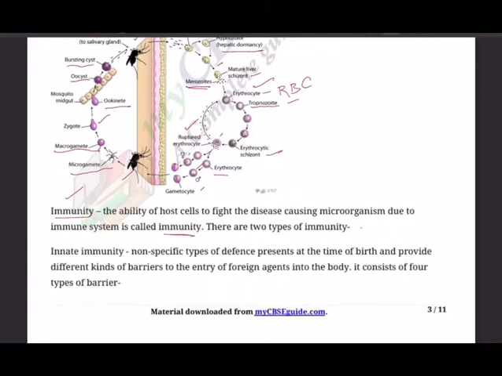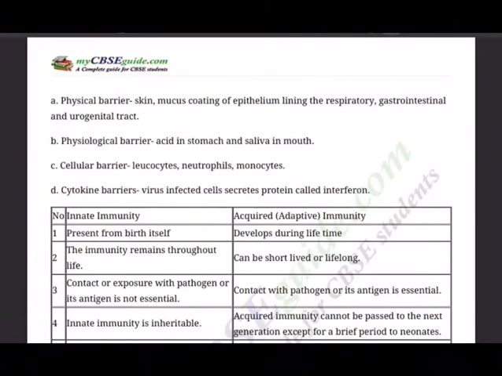There are two types of immunity. Innate immunity. Innate means within. Non-specific types of defense present at the time of birth and provide different kinds of barriers to the entry of foreign agents into the body. That is, by birth we get this innate immunity, and it has got four types of barriers, means obstructions. So these four types of barriers will try their best to prevent the entry of a pathogen or any foreign substance. What are those four barriers that innate immunity possesses?